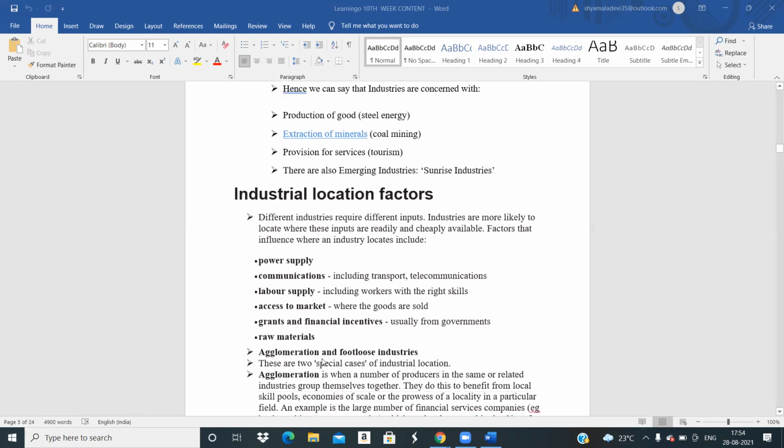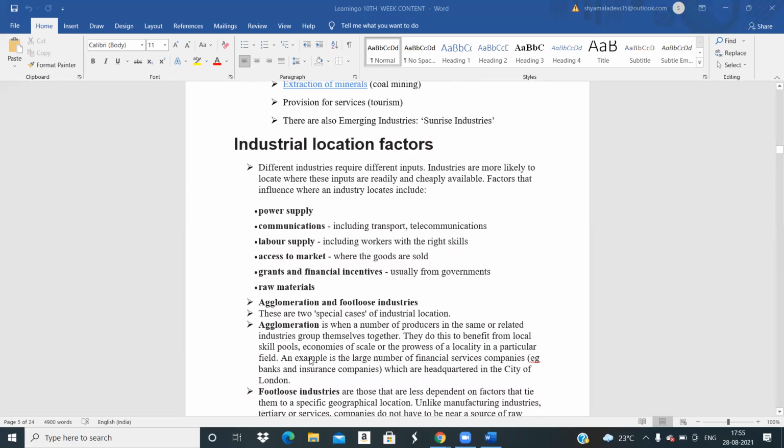Last time I was talking about agglomeration and footloose industries. Agglomeration, I gave you the example of SEZs, that is special economic zones, where a number of industries come together and try to utilize all the factors that are available. When a large number of industries are grouped together, that is called an agglomeration economy. Agglomeration economy means where a number of industries come together, pool the resources and try to utilize them so that all the industries will be benefited. So I can read out this also.